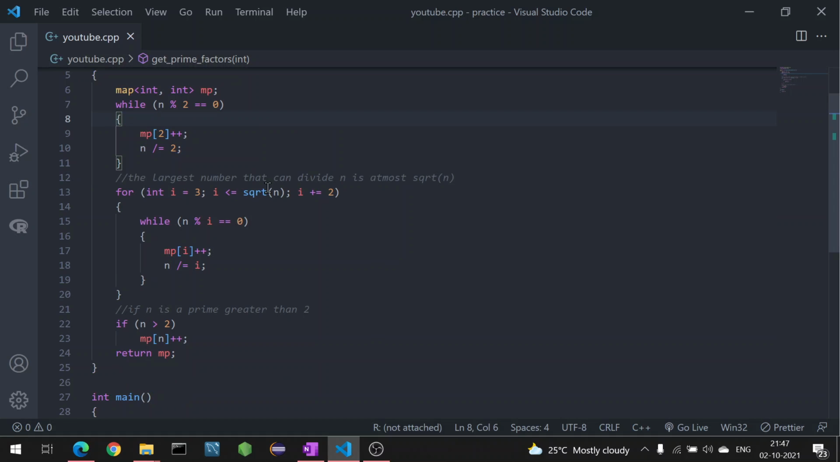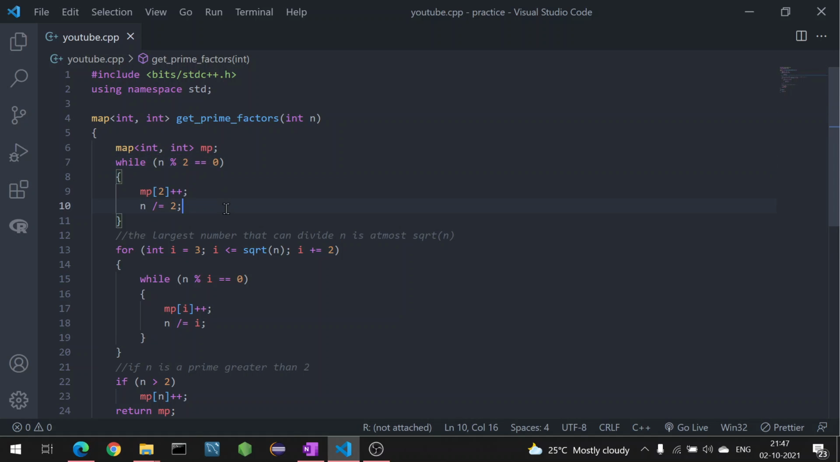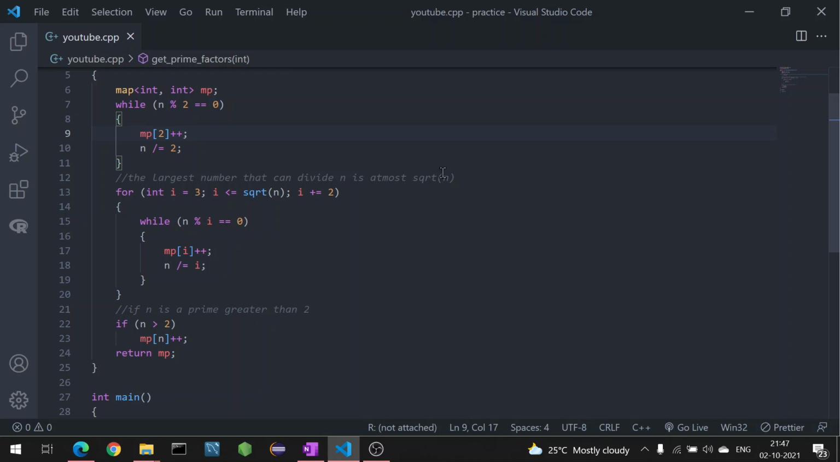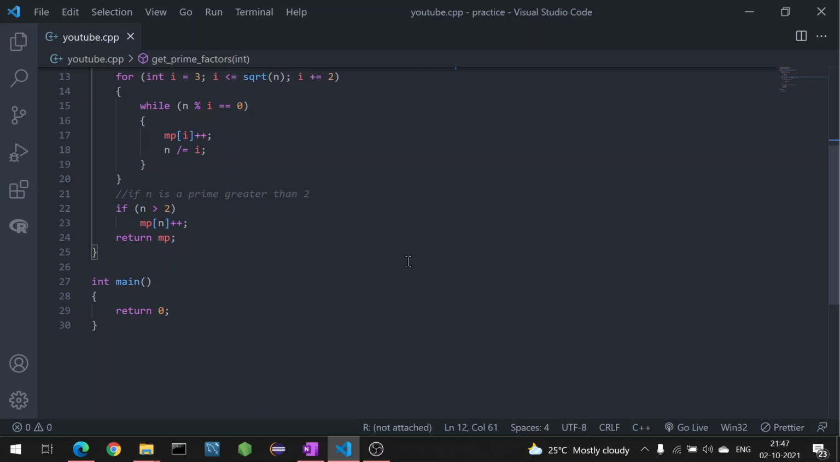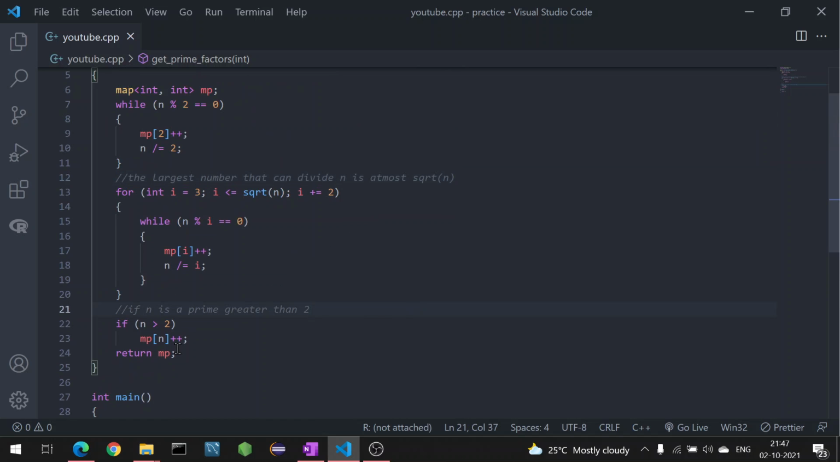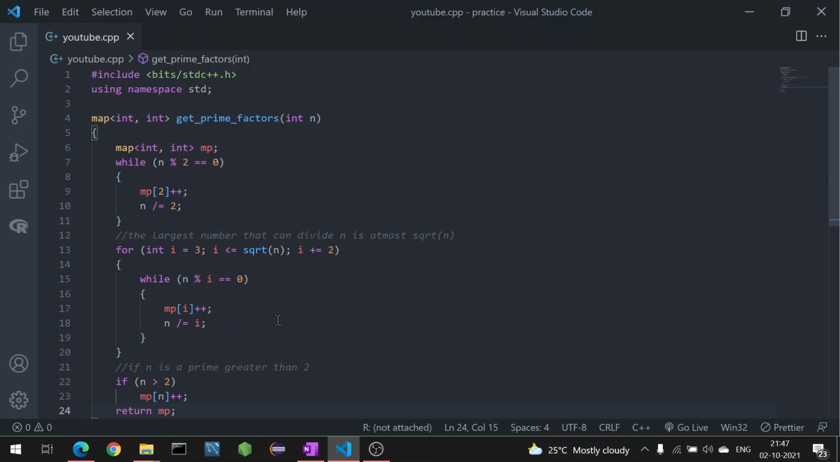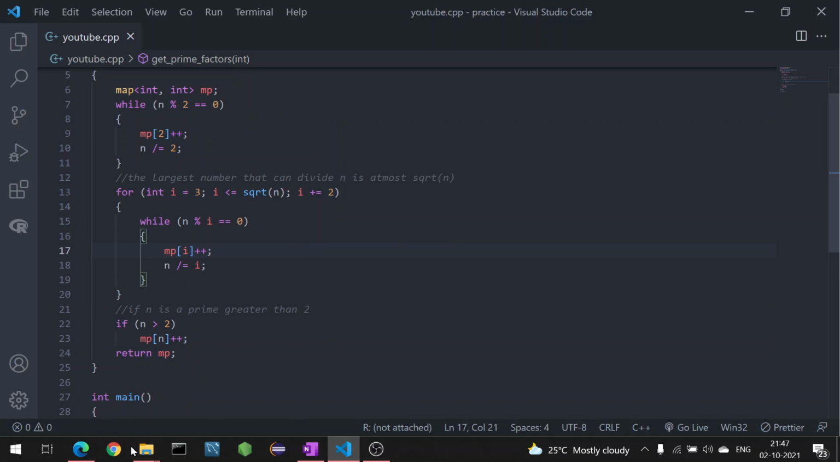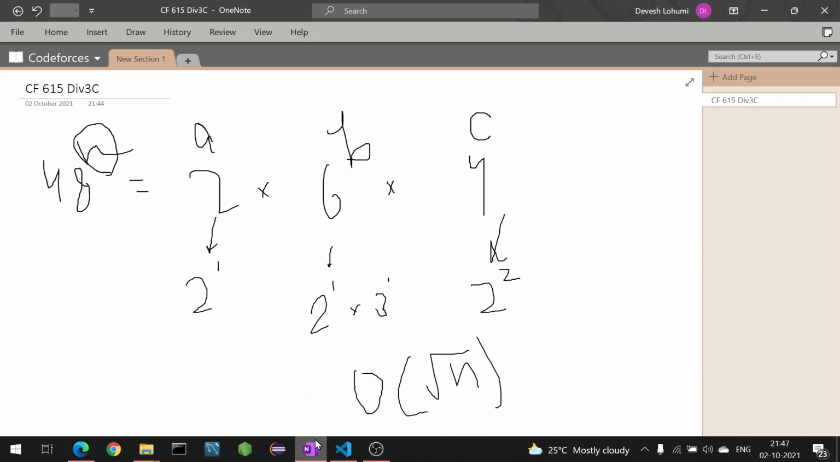So what we do is we first start dividing by 2, and we store how many times 2 occurs. Then after that we skip all the even numbers and we divide by all the odd numbers, and we go till square root n, since that is the largest number that can divide n. And finally, if n is a prime which is greater than 2, we increase its count and then we return the map. So this is the piece of code that we require to get the complete prime factorization of this particular number.